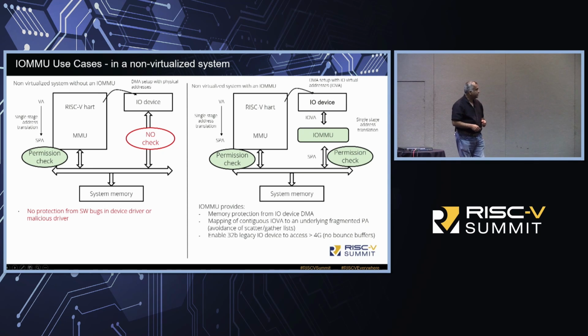With an IOMMU, the operating system can enforce the same permission checks it enforces on the hart on the I/O memory accesses as well. It gives you the memory protection capability, and defense against software bugs that might be exploited or malicious devices. In some cases, it gives you some functional benefits. For example, if you have some legacy device that can only DMA to low memory, you can use the IOMMU to redirect that address to high memory and get around the need for things like bounce buffers.